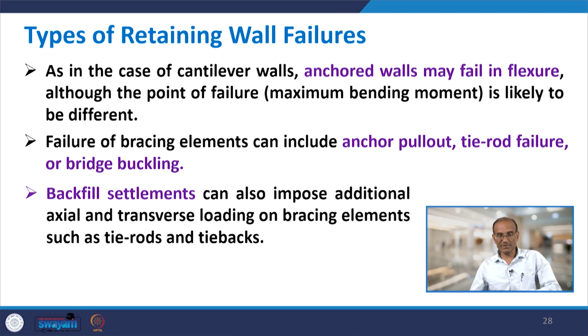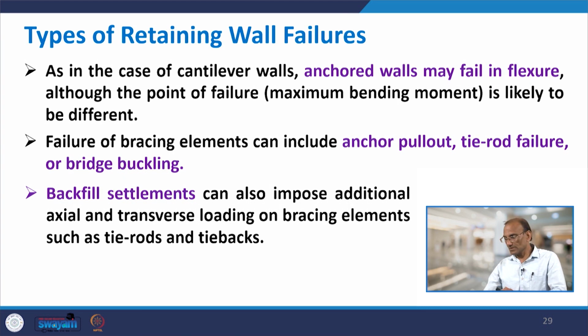Then we continue with this one. In the case of cantilever walls, anchored walls may fail in flexure, although the point of flexure, where you get the maximum moment, is likely to be different. Then failure of bracing elements can include anchor pull out, tie rod failure or brace buckling. Then backfill settlements can also impose additional axial and transverse loading on bracing elements such as tie rods and tie backs. So, these are all different types of retaining wall failures depending on the type of wall, whether you have the gravity wall, cantilever walls, or anchored walls, there may be a number of failures also.